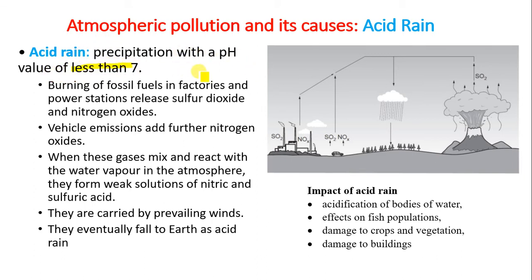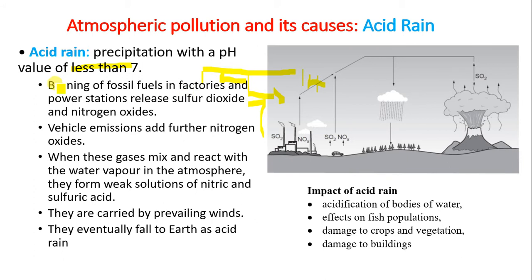Now, if you know your pH scale, it measures the degree of acidity or alkalinity from 1 to 14, and usually 7 is neutral, which is at the middle. So anything less than 7 is acidic, and anything greater than 7 is alkaline. So when the precipitation has a pH less than 7, then we term it to be acidic.